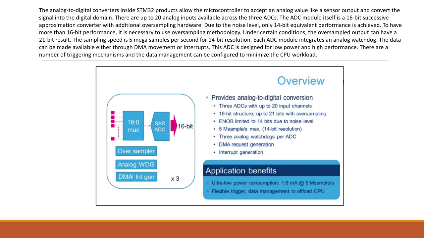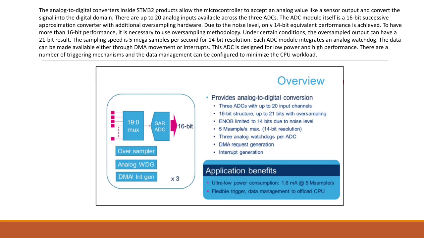The sampling speed is 5 megasamples per second for 14-bit resolution. Each ADC module integrates an analog watchdog. The data can be made available either through DMA movement or interrupts. This ADC is designed for low power and high performance. There are a number of triggering mechanisms, and the data management can be configured to minimize the CPU workload.